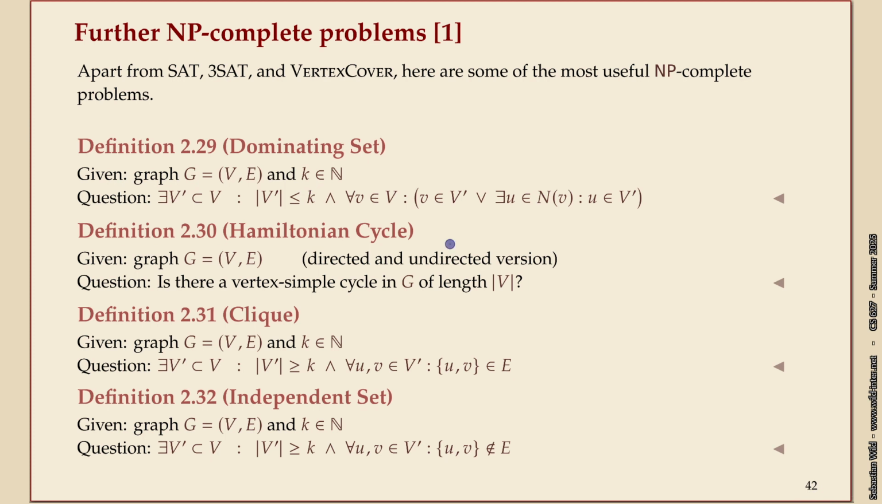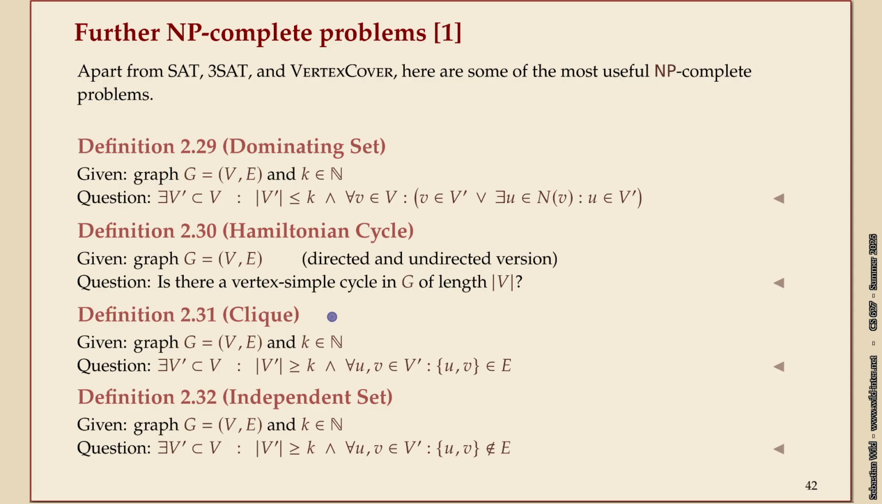A Hamiltonian cycle means a path in a graph that visits every vertex exactly once. So there's two versions, directed and undirected, depending on whether the graph has direction on the edges. These are all part of the classic problems that you worked on, or some of you worked on.